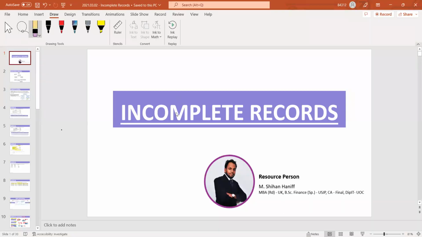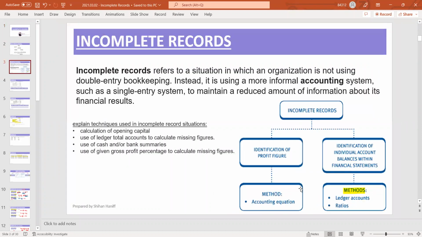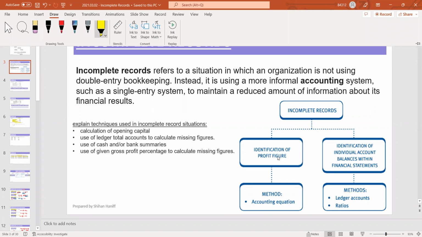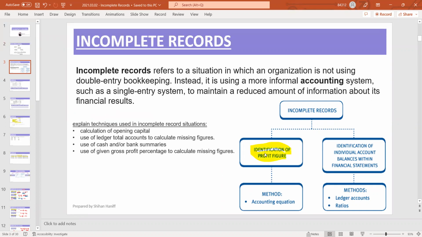Okay. So incomplete records, especially in our exam questions, they might check two different areas. Okay, one is identifying the profit, calculating the profit, identification of profit figure. This is number one. The second part is preparing financial statements.